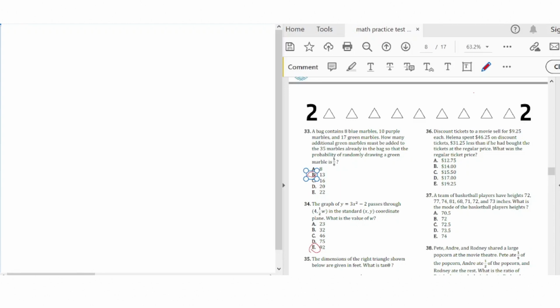Okay, for 36, discount tickets to a movie sell for $9.25 each. Helena spent $46.25 on discount tickets, $31.25 less than if he had bought the tickets at the regular price. What was the regular ticket price? All right, so the first thing we should do is figure out how many tickets Helena bought, and we can do that by dividing.